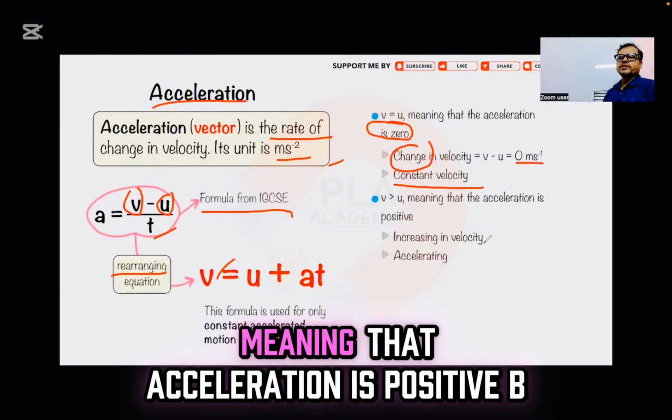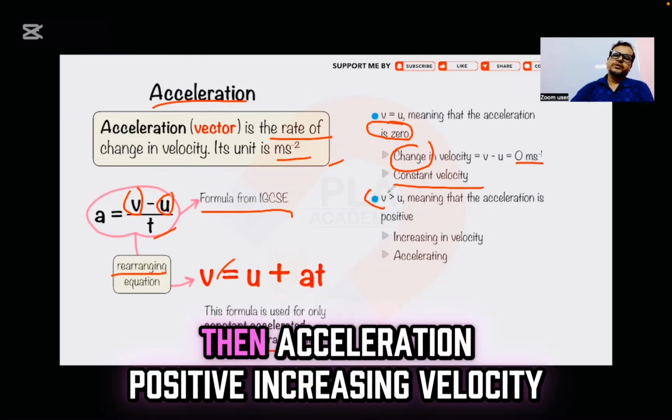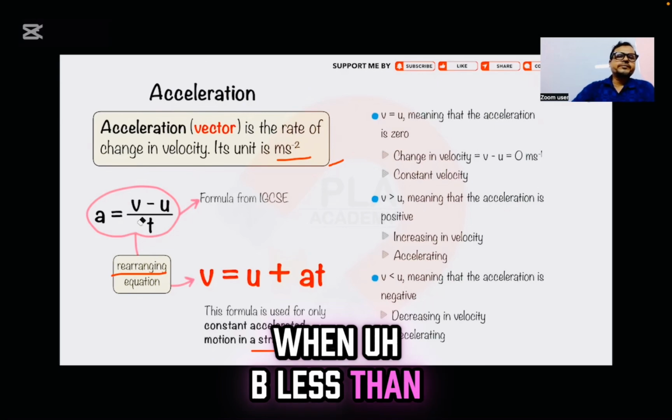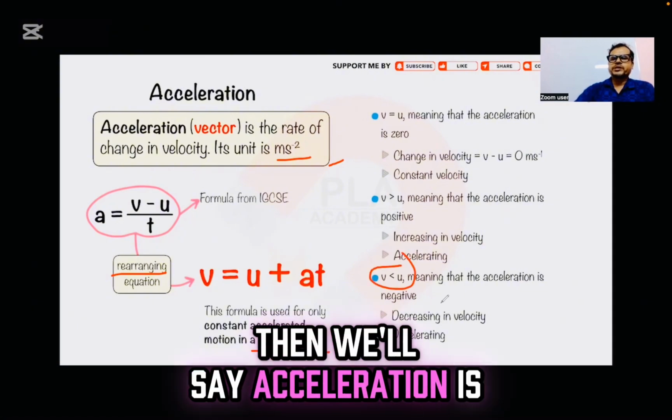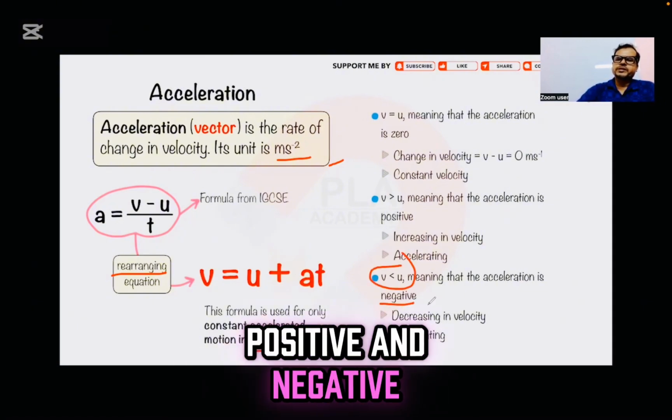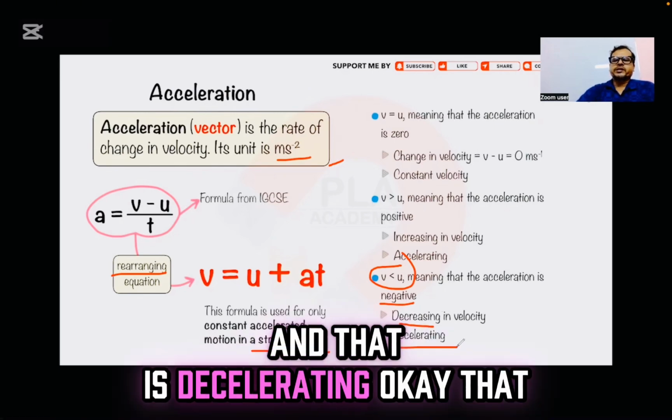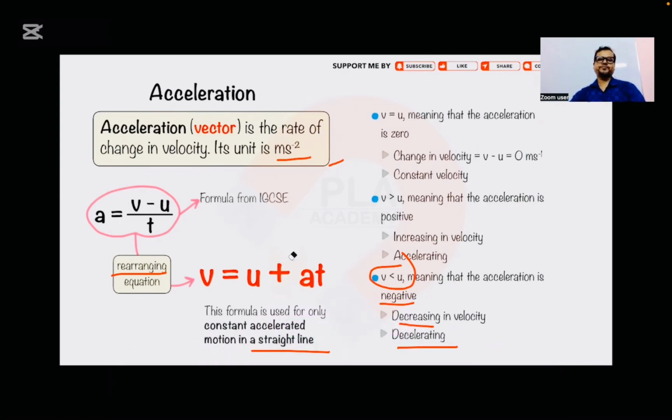When v is greater than u, the acceleration is positive: velocity is increasing, so the object is accelerating. When v is less than u, we say the acceleration is negative. Here we have to think about positive and negative. That means velocity is decreasing, and that is decelerating.